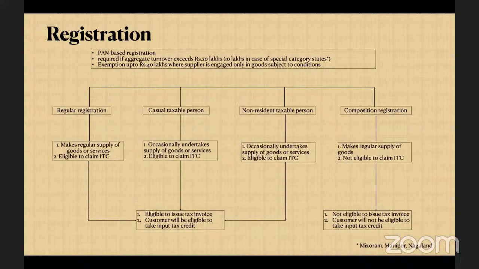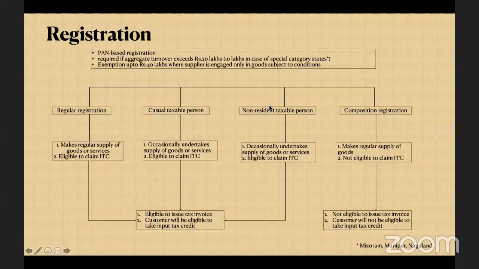Now let's understand what non-resident taxable person means. He is a person who occasionally undertakes supply of goods and services, but he will not have a fixed place of business in the entire India. In case of a casual taxable person, the person who is applying for registration can have a place of business elsewhere in India. But in case of a non-resident taxable person, he should not have a fixed place of business anywhere in India.